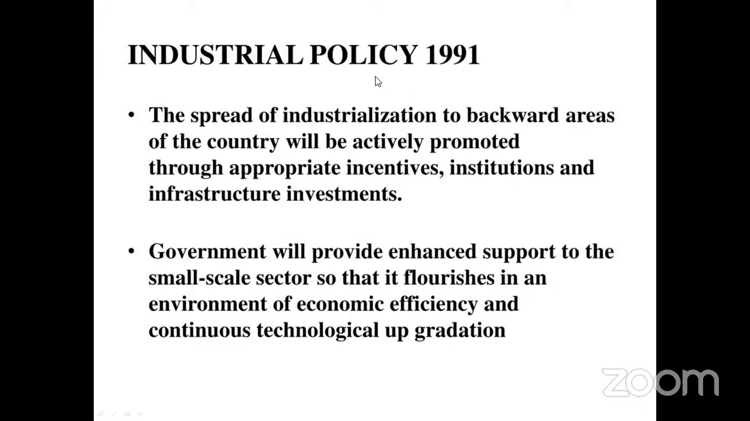The very big, large industrial resolution was started in the year 1948. In 1991, there was a small scale sector so that it could flourish in an environment of economic efficiency, with continuous technological upgradation. Upgradation means changes. Continuous technological upgradation was made for the enhancement of the small scale sector. Is it clear?